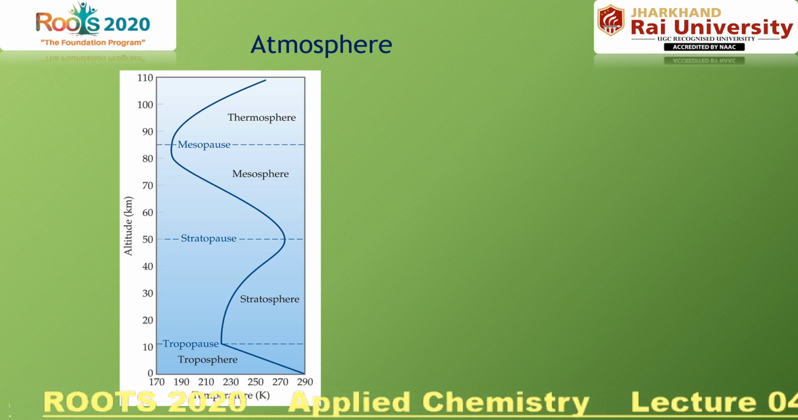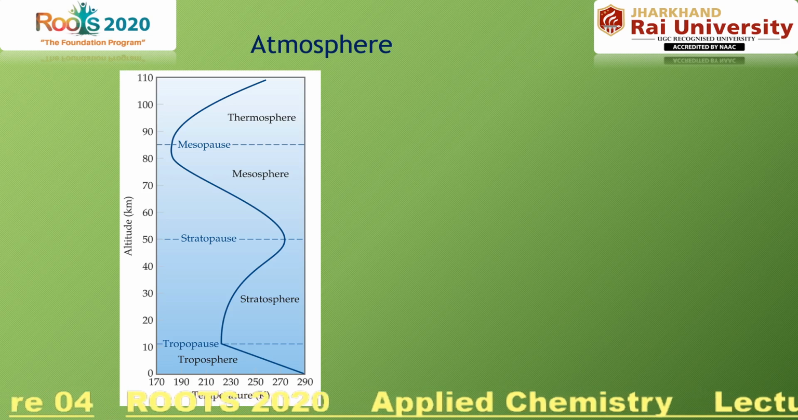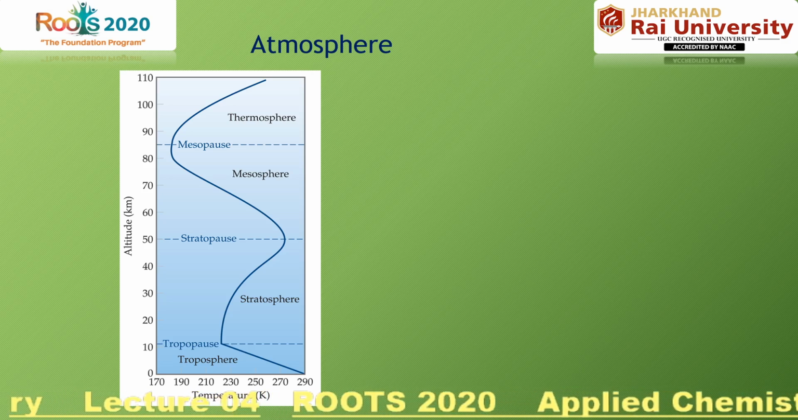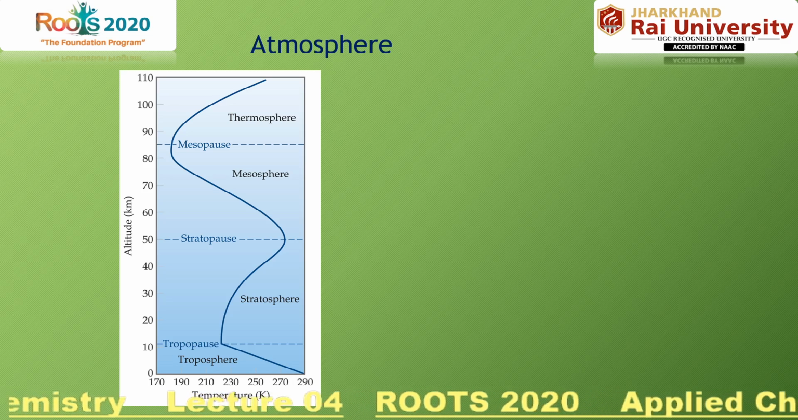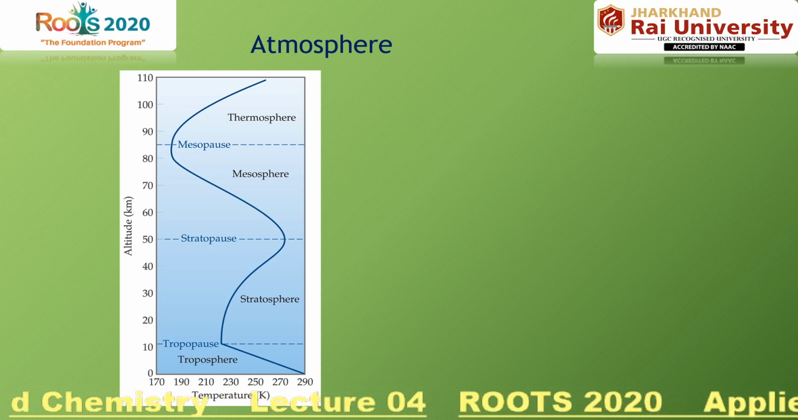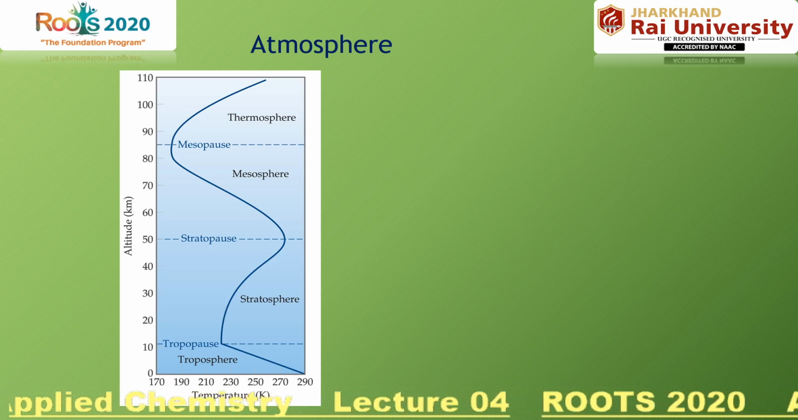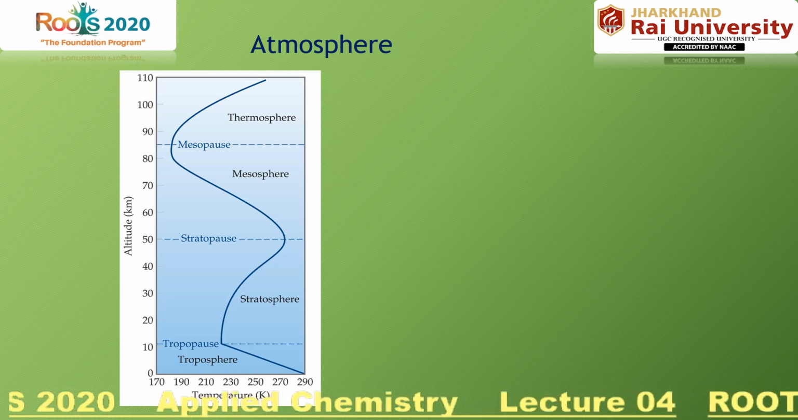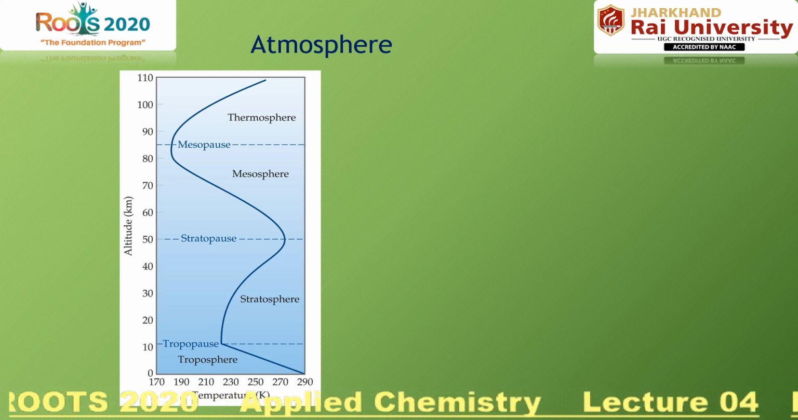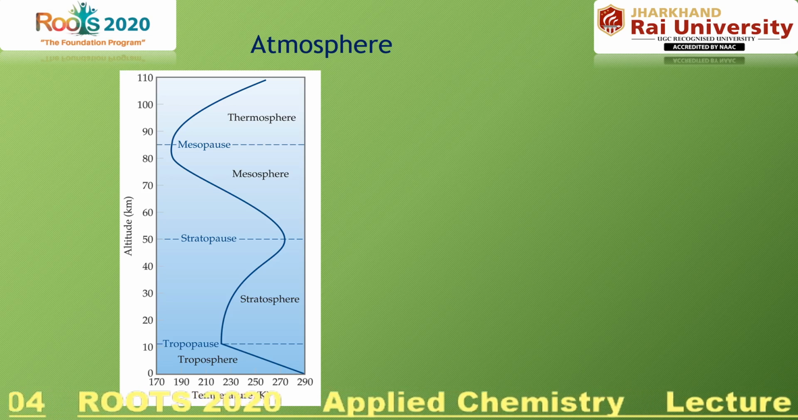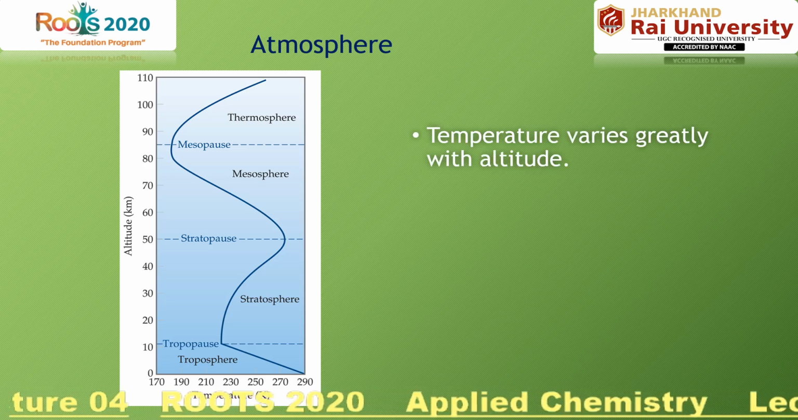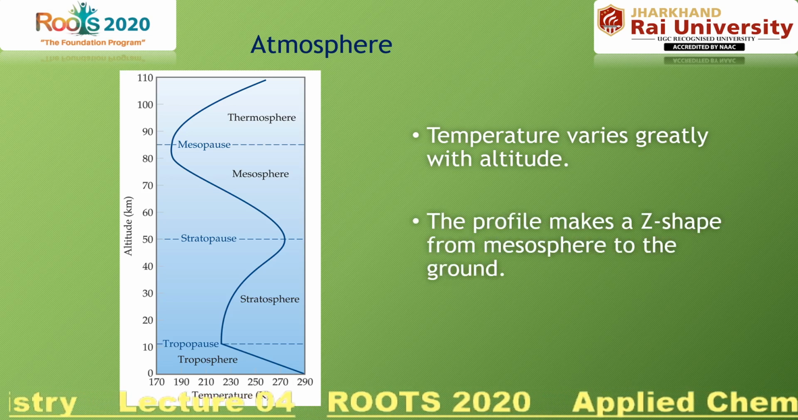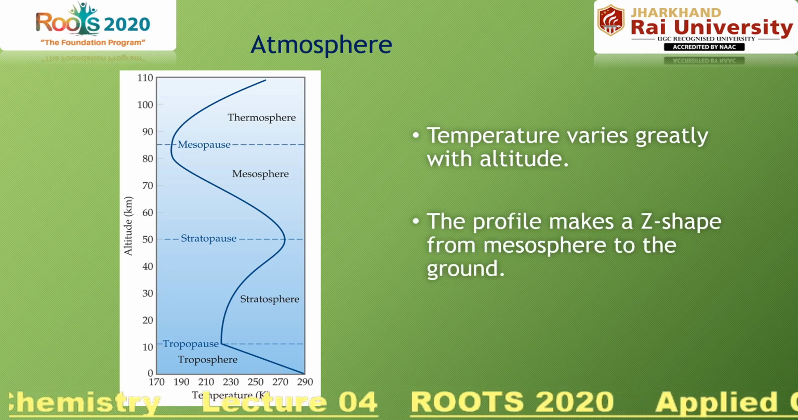This ozone layer protects us, the human beings and also all living beings, from the harmful ultraviolet radiation coming from the sun. There are various harmful gases like chlorofluorocarbon. Mainly these are responsible for decreasing the concentration of the ozone layer, and this is called ozone layer depletion. Here you can see the temperature varies greatly with altitude, and the profile makes a Z shape from the mesosphere to the ground.